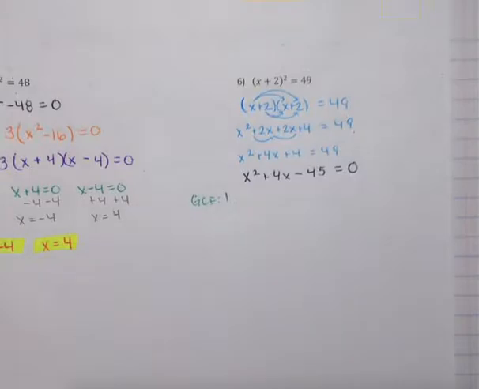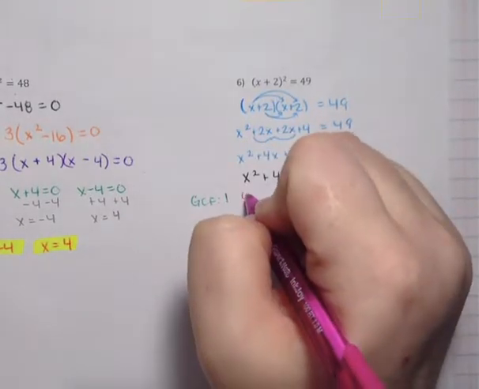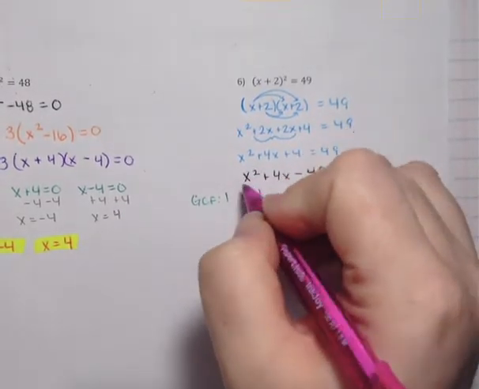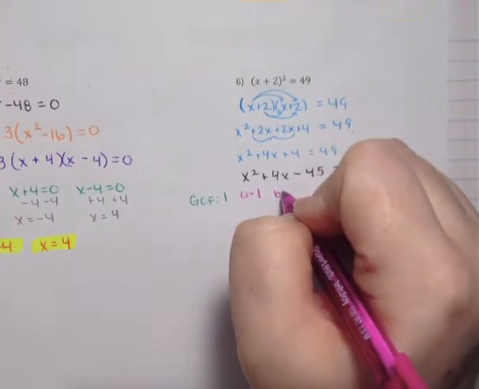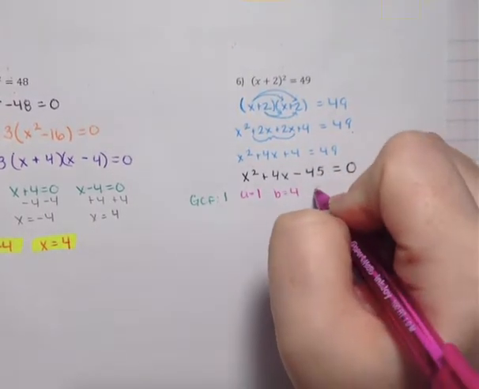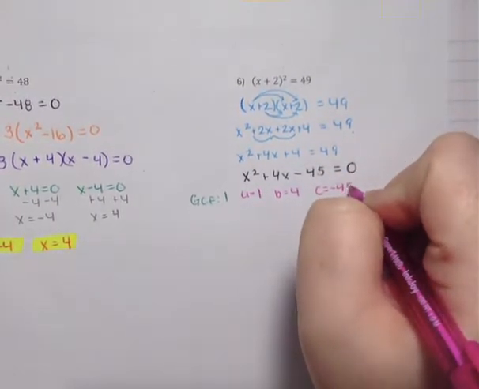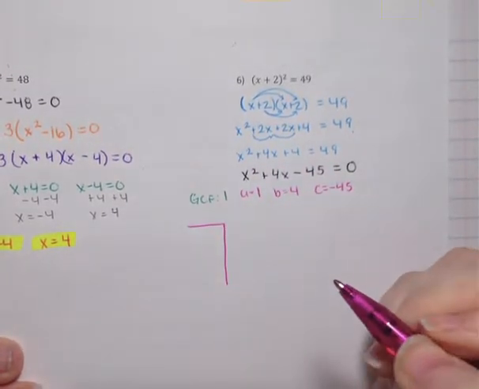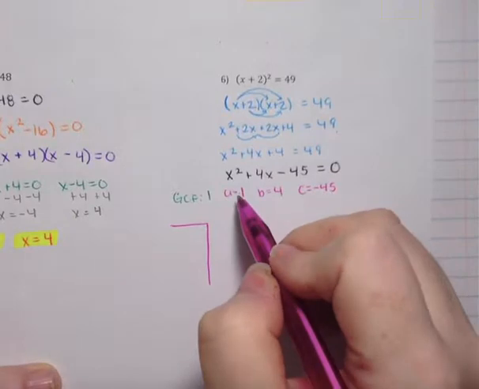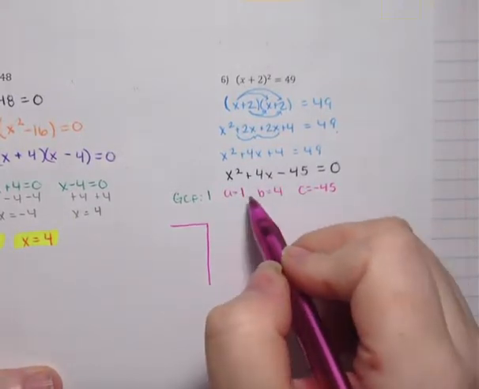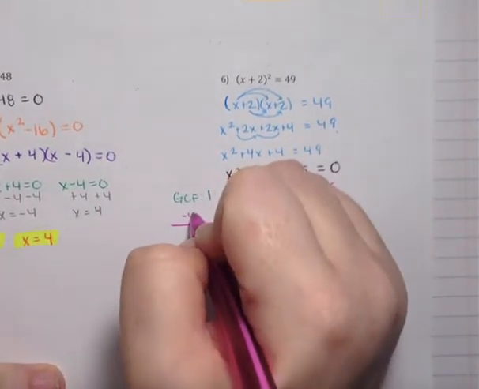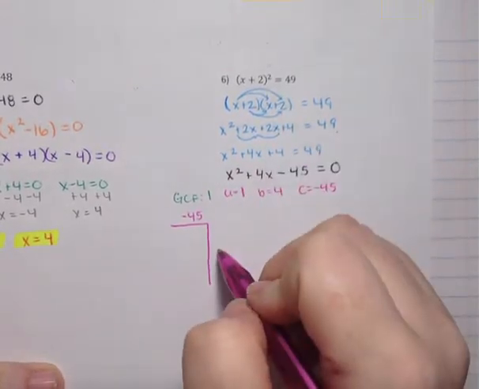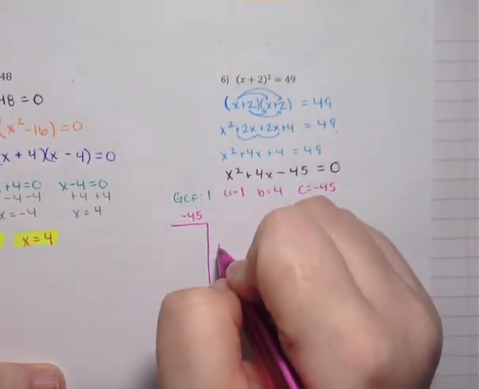So we have to go to our MAC app. Our A value is 1 from our standard form. Our B value is 4, and our C value is negative 45. Our half box for MACAB is MAC: multiply A and C, so 1 times negative 45 is negative 45. And our AB is just our B value, which is 4.